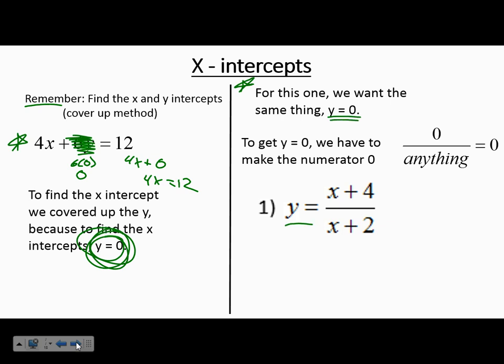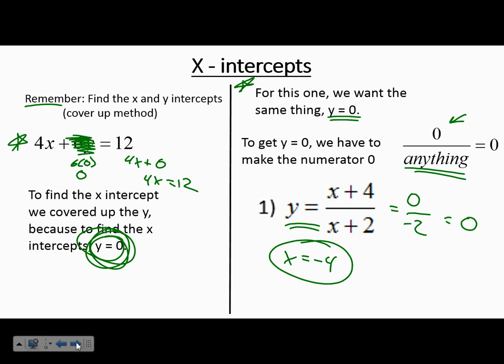So we're going to have a problem that looks like this. Y is equal to this. What could we plug in for x to make that 0? Well, you're going to look at your numerator, because if your numerator is 0, it doesn't matter what the denominator is, it's going to be equal to 0. So if you plug in -4, you're going to get 0 over -2. 0 over -2 is 0. That is where your x-intercept would be, at -4, not 0.